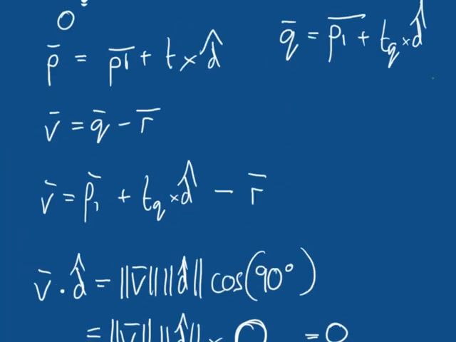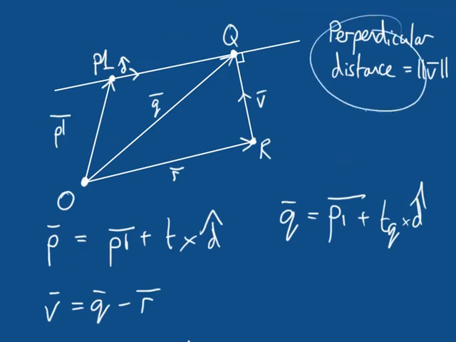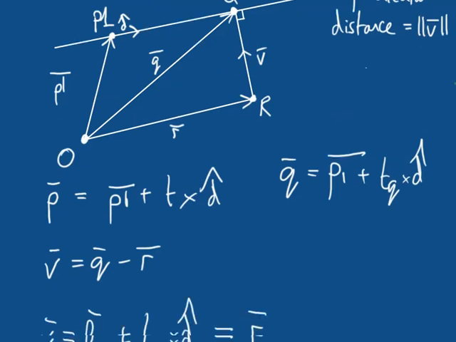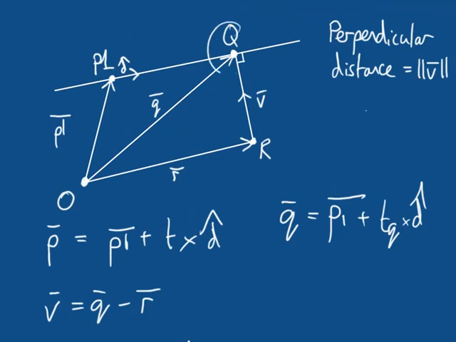Once we've got TQ, we know that we could use that to find V if we wanted, and then find the length of V to find that perpendicular distance. Or we could use it to find Q, and in finding Q, we'd be able to find the foot of the perpendicular, and that in itself sometimes is very useful. So that's a very brief recap over all of the theory.